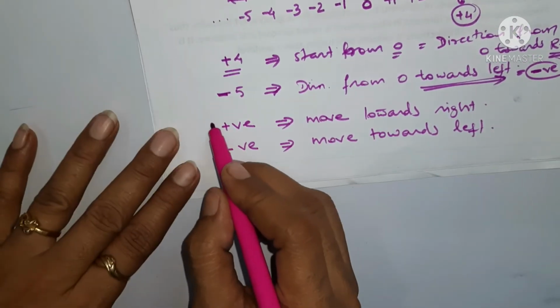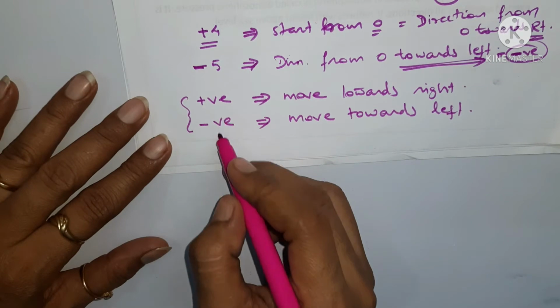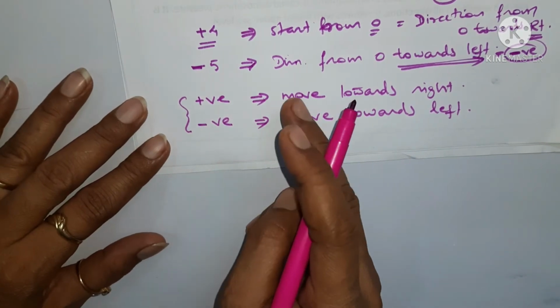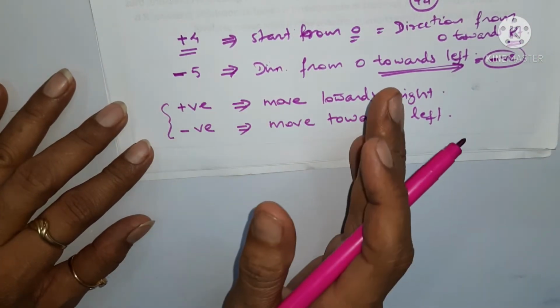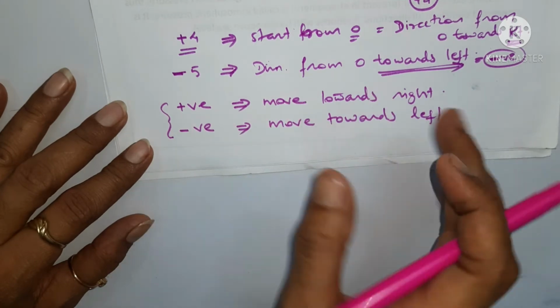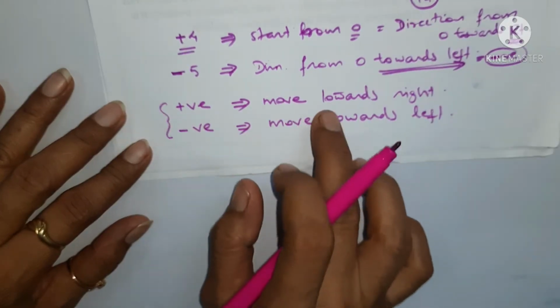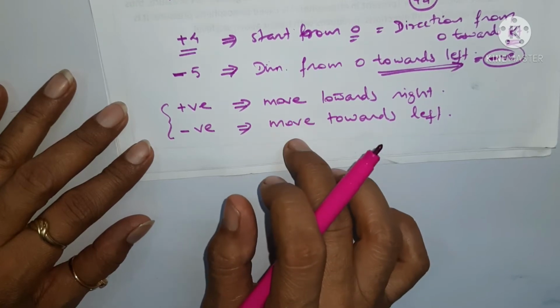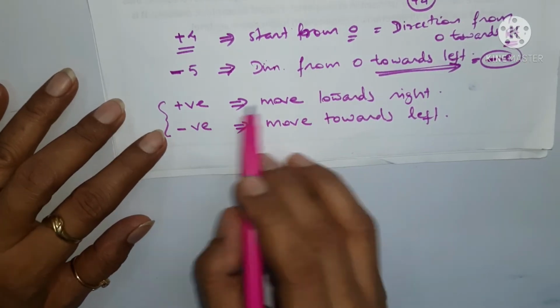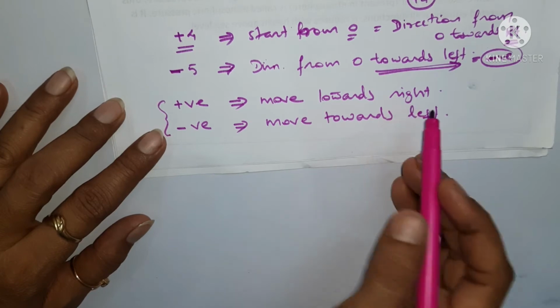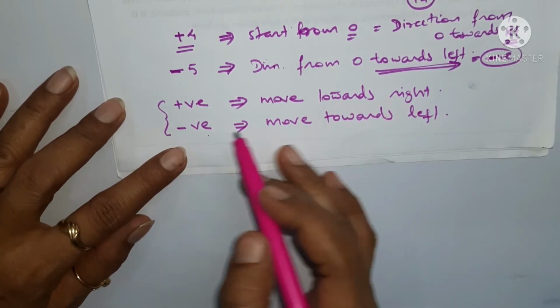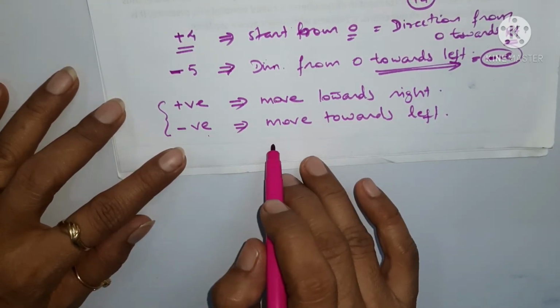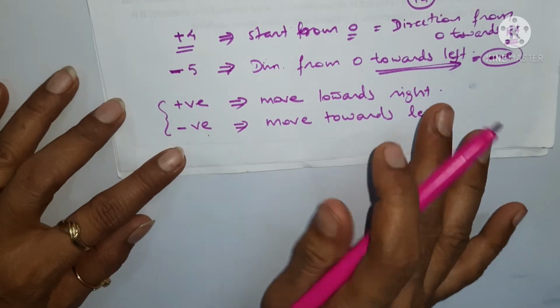Why am I saying these two things? Because these two are very important when you are doing calculations of plus and minus signs and you have to represent them on the number line. Then you need this logic with you: when a positive sign is there, you move towards right, and if a negative sign is there, you move towards left side. Understood?